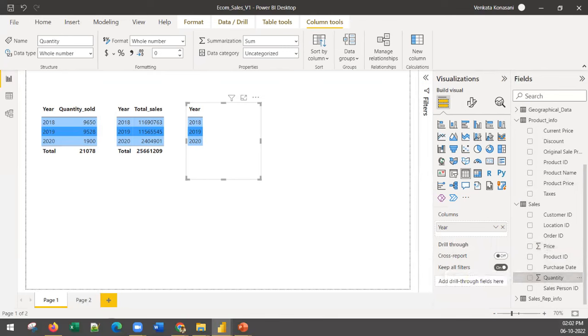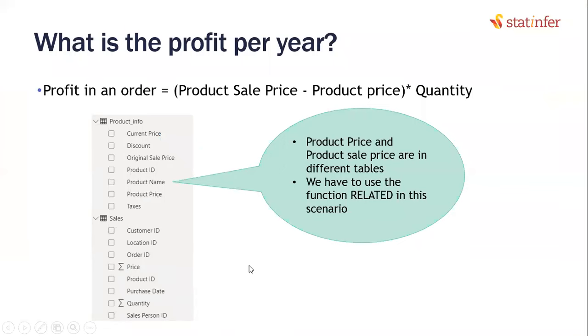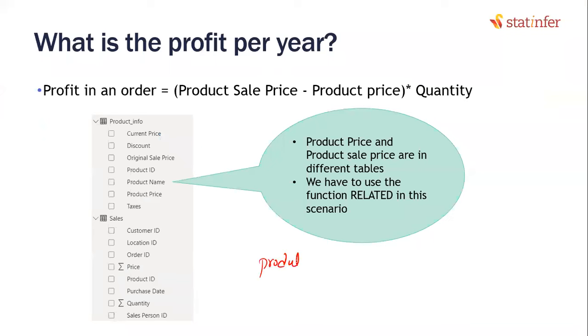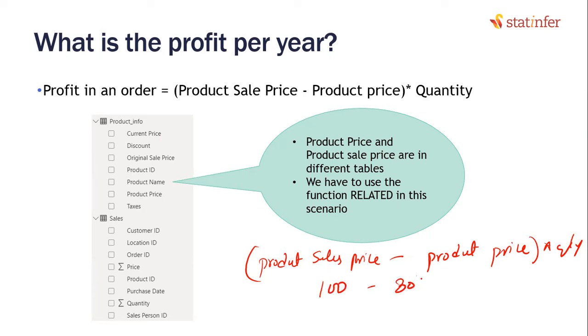Once again, how do you get to know the profit? You take the product sales price, how much you sold it for, minus product manufacturing cost or product price, the original price, into the quantity. Product sales price, we sold it for 100 rupees, we bought it for 80 rupees, and we made three such products. So that is 20 into 3, the profit is 60 rupees.